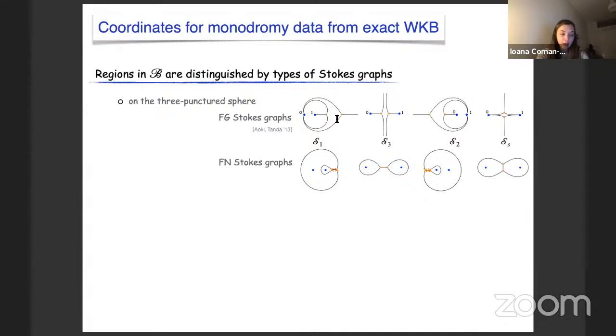So these are the generic graphs. At the opposite extreme, a special class of quadratic differentials has Stokes curves that connect only branch points. So this class of differentials represents a real slice in the moduli space of parameters. And these are represented by the Jenkins-Strebel differentials.